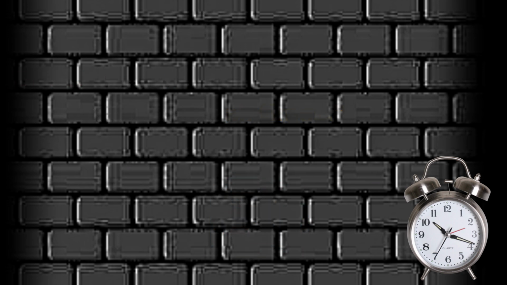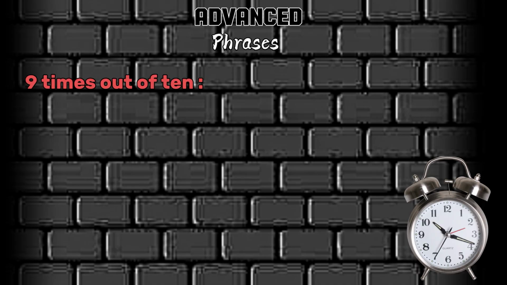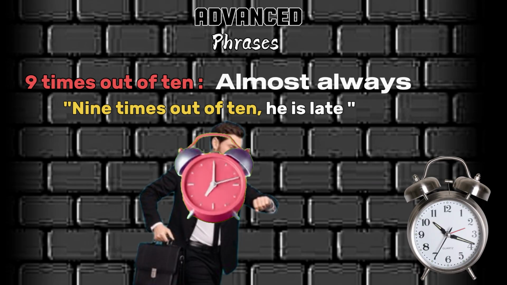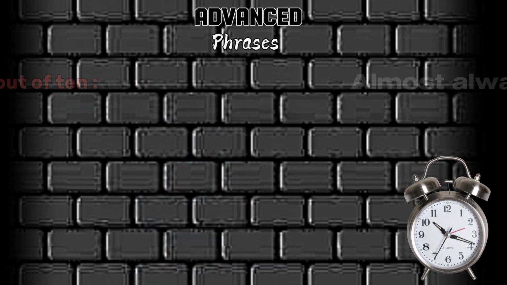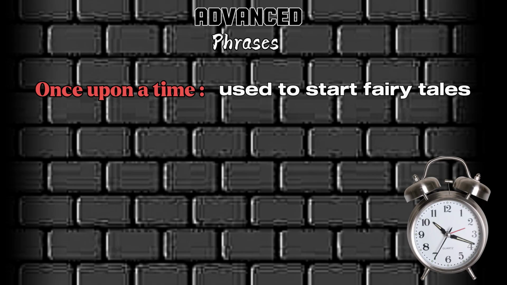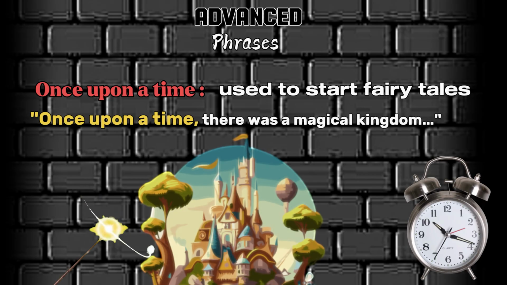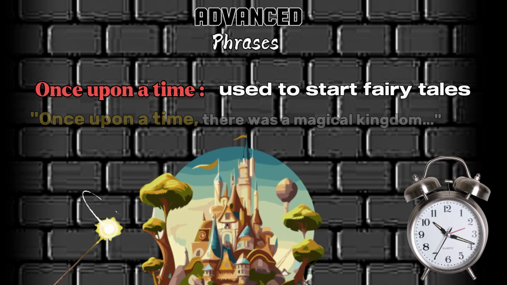Okay, so here are some advanced phrases that you can use, like 9 times out of 10, which means almost always. 9 times out of 10, he's late. Once upon a time is used mostly to start fairy tales. Once upon a time, there was a magical kingdom.